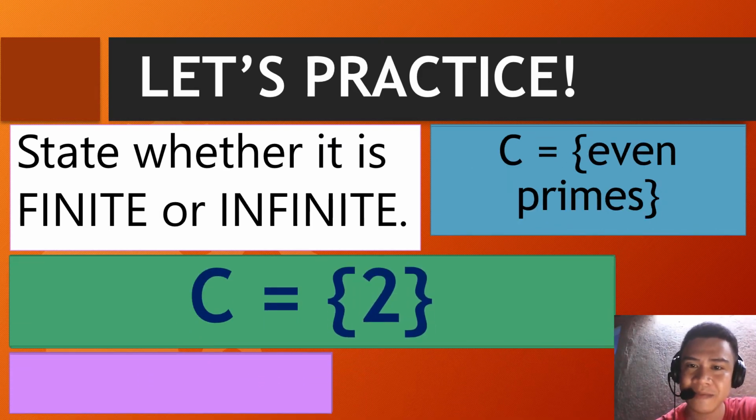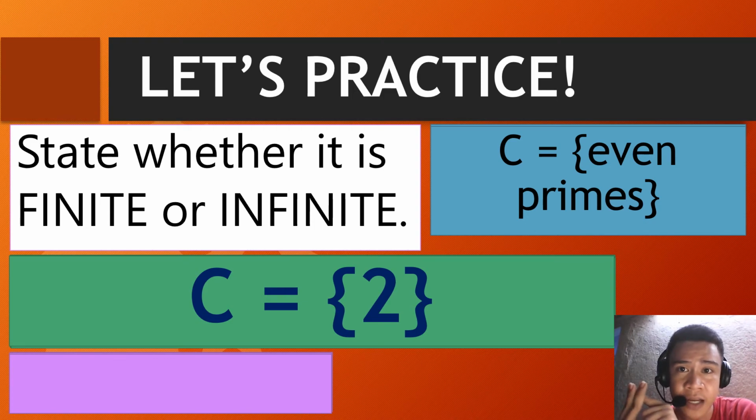Next. Set C is even primes. Ano ang ibig sabihin ng primes? Okay, prime numbers are numbers that have only 2 factors, that is, 1 and themselves. For example, the first 5 prime numbers: we have 2, kasi yung factor nito is only 1 and itself, which is 2. 3 also is a prime number because the factors of 3 are 1 and itself, which is 3. We have 5, 7, and 11.